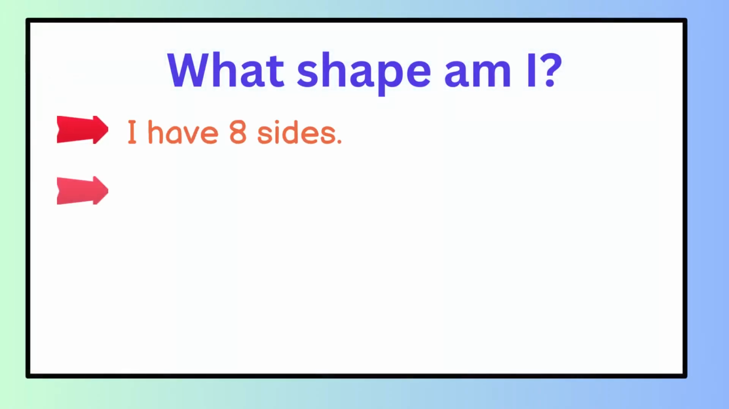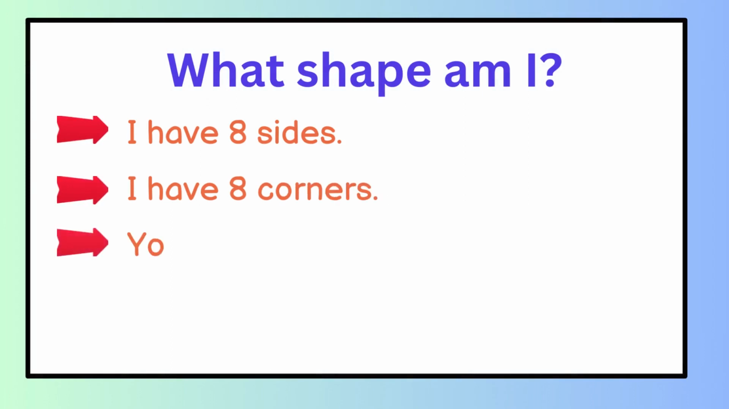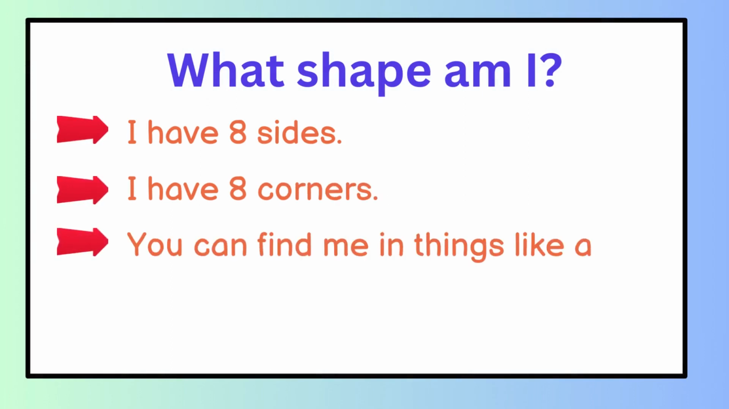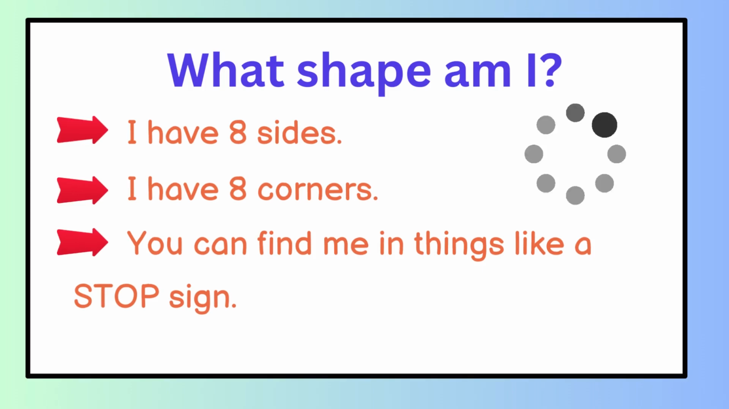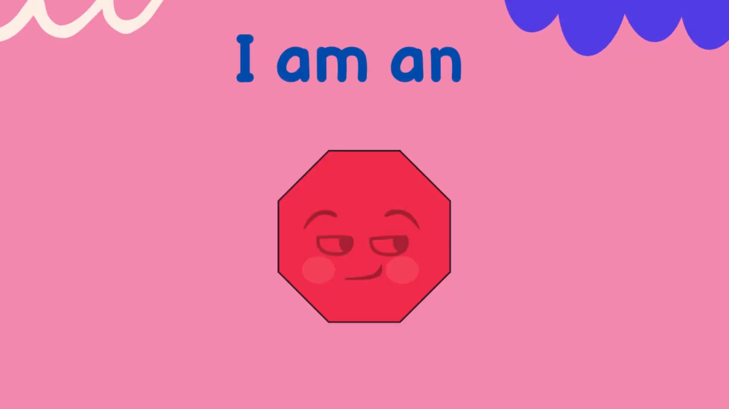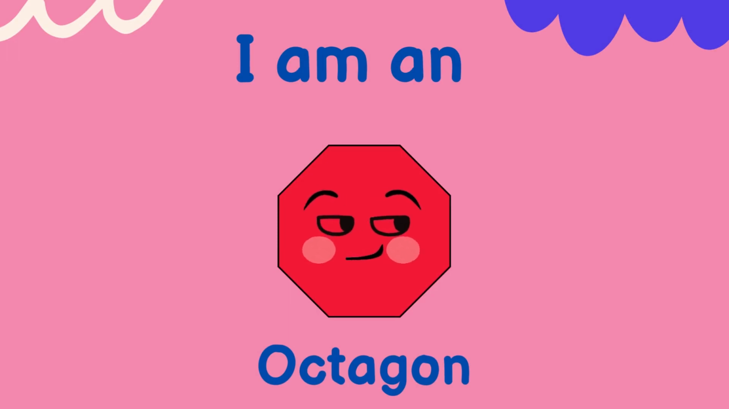What shape am I? I have eight sides. I have eight corners. You can find me in things like a stop sign. I am an octagon.